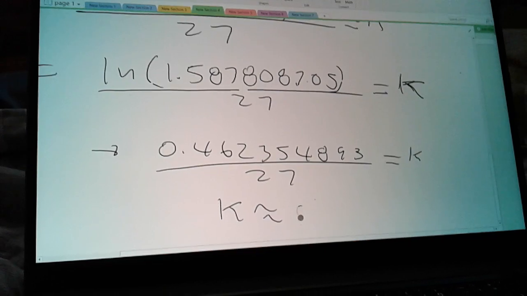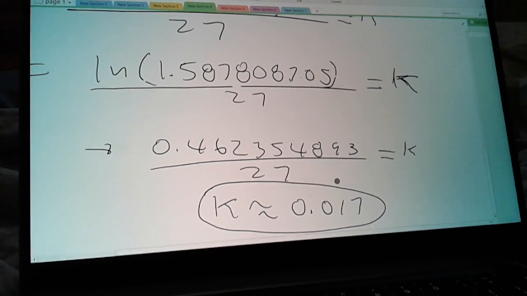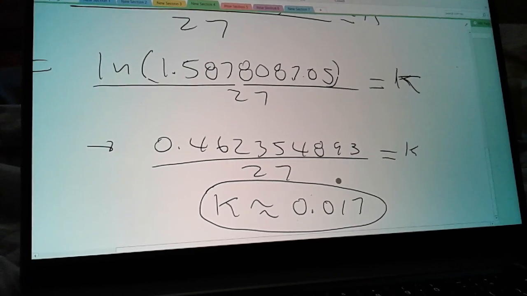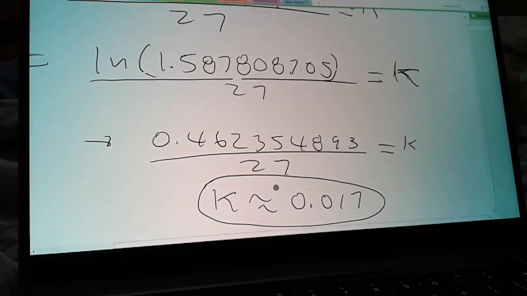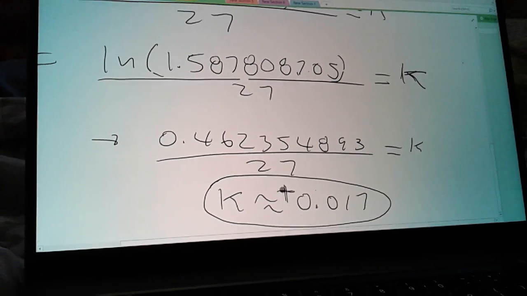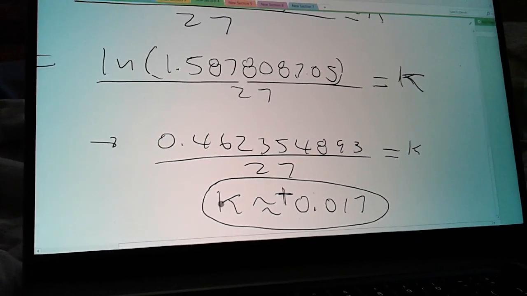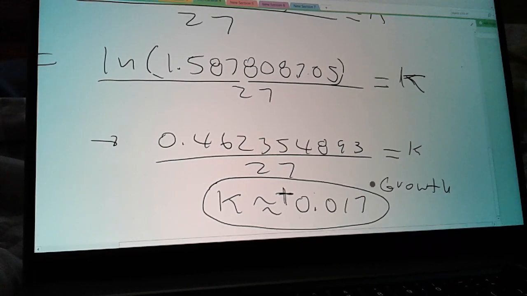K is approximately 0.017 if I round to 3 decimal places. 0.017. So notice that it's a positive number. With the last example, it was negative something. Because that was exponential decay, this is exponential growth. So the K is going to be positive.